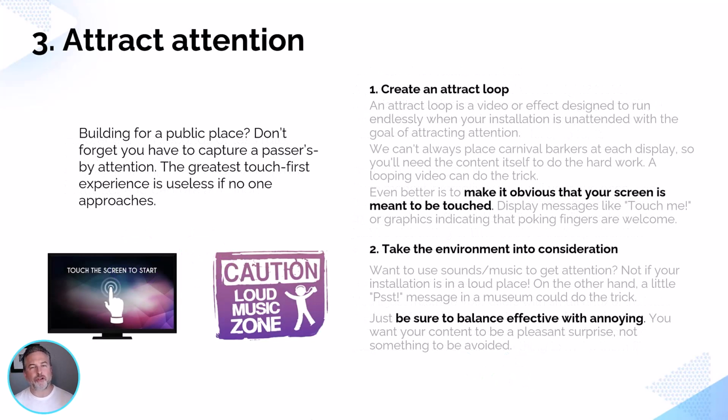Now let's talk about attracting attention. How do you catch people's attention as they walk by, as they browse the shelves, as they walk through the museum? How do you get them to notice? Well, a good practice here is to build an attract loop, something visual, something with movement that catches their eye. We're more likely as a species to notice things if there's movement than if there isn't. So make it obvious that there's interesting content and something to interact with.